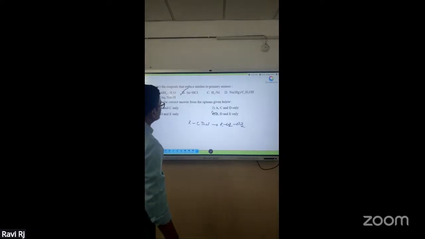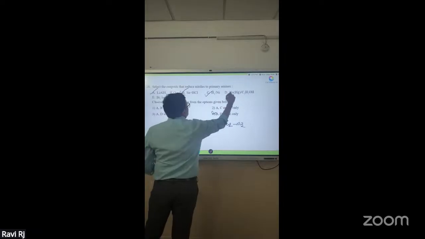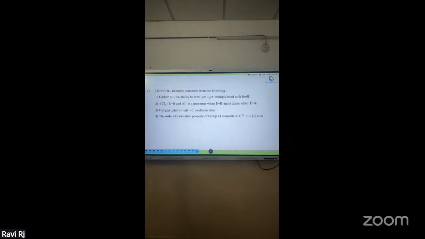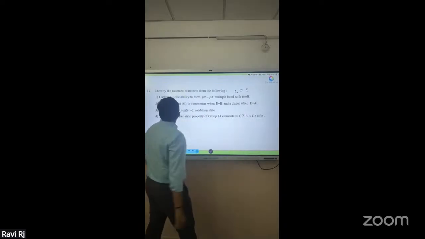Tin and HCl will reduce only NO2. This won't do it, but I think these two will do it. So, A, C and D should be the right answer for this question. Next, carbon has the ability to form pi bonds. You have seen it in alkenes.